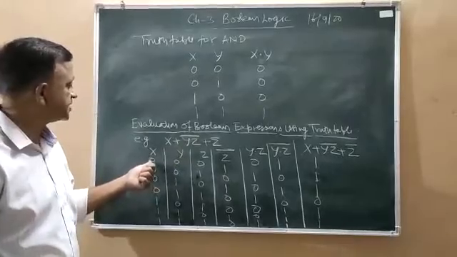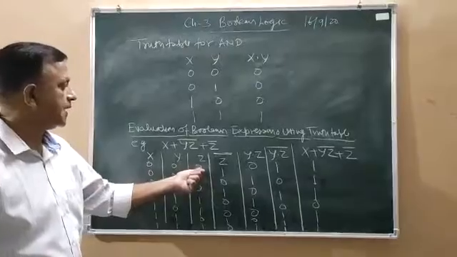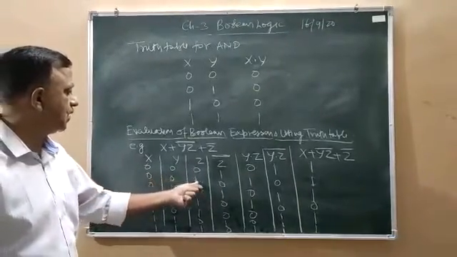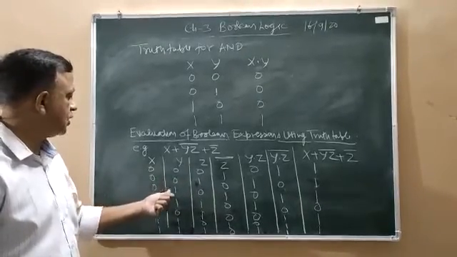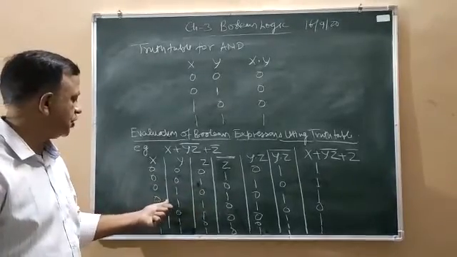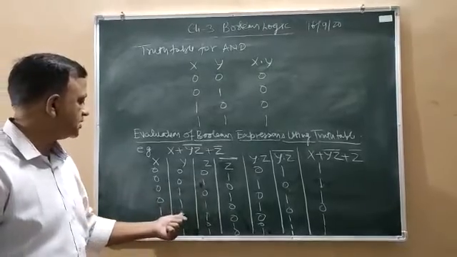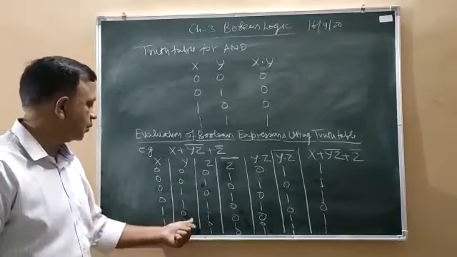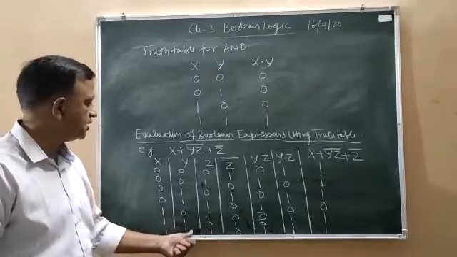Starting from the first combination, it would be 0, 0, 0. And the next combination would be 0, 0, 1. Then the third combination would be 0, 1, 0. Then the fourth combination would be 0, 1, 1. Then the fifth combination would be 1, 0, 1. Then the sixth combination would be 1, 1, 0. And the last combination would be 1, 1, 1.